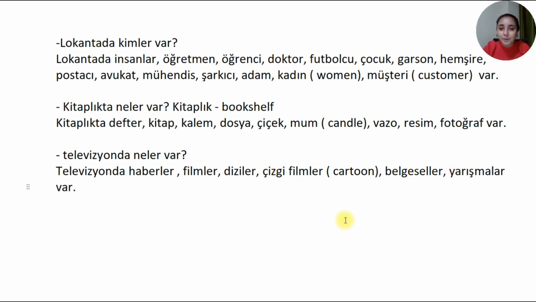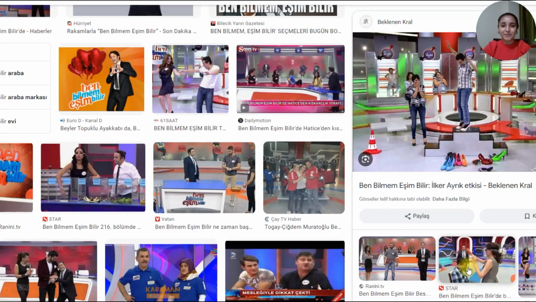And let me show you some pictures about the competition that I'm talking about, because it is hard to imagine what I mean. Let me show it with a picture. Yeah, I found it. The name of the competition is Ben bilmem eşim bilir. It means I cannot know, my spouse can know. The name of the competition.